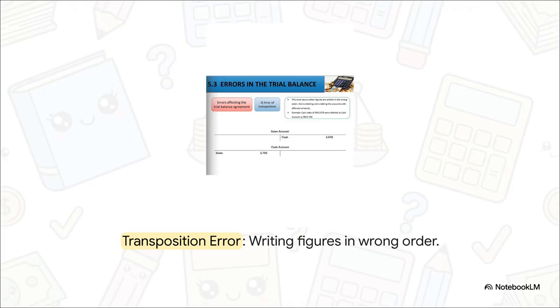The math behind a transposition error is honestly fascinating. Look at this example from the notes. You make a cash sale. You correctly debit cash for RM2,768, but then you accidentally credit sales as RM2,678. That tiny little flip of the digits creates an RM90 difference that completely shatters your final balance.